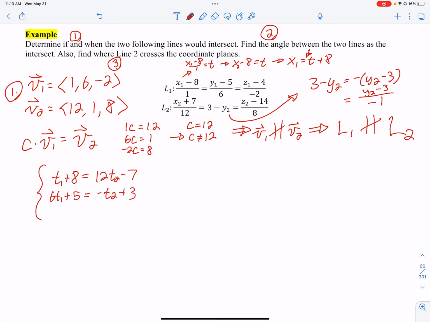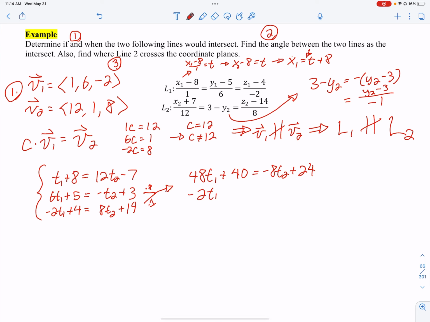All right, and then the z's, this is going to be negative 2t1 plus 4, and then 8t2 plus 14. Take two of those equations. I'm going to take these bottom two, because I can just multiply this one by 8, that one by 1, and not change anything, and get things to cancel out. So 48t1 plus 40 equals negative 8t2 plus 24. And then I do the bottom one times 1. Nothing changes.